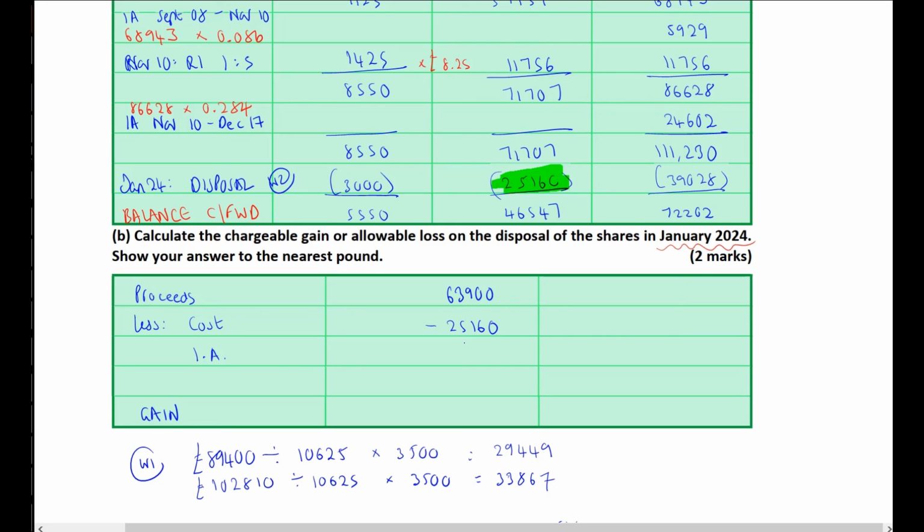So the indexation on the shares disposed of is the difference between 25,160 and 39,028, because that 39,028 is cost and indexation together. So if I take that figure minus the figure that I know is the cost, then that leaves me with just the indexation. So 63,900 minus 25,160 minus 13,868 gives me a gain of 24,872.